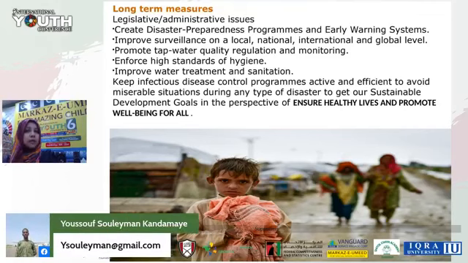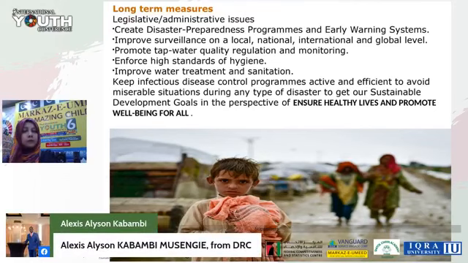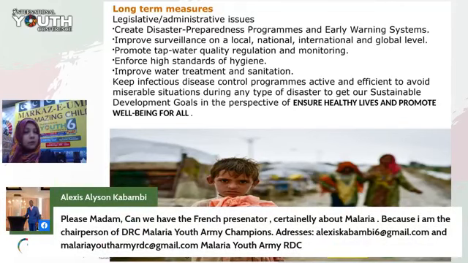When we create disaster preparedness, we train different types of people in different fields, from different institutions, different universities, and volunteers, to prepare with proper management, proper surveillance or planning, and early warning systems. And then we have improved surveillance on a local, national, international, and global level, from tap water quality regulation and monitoring. This is the most important thing.